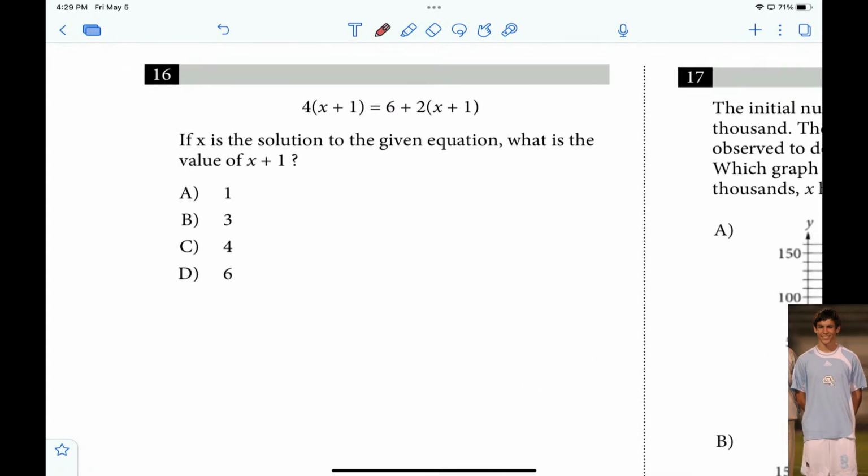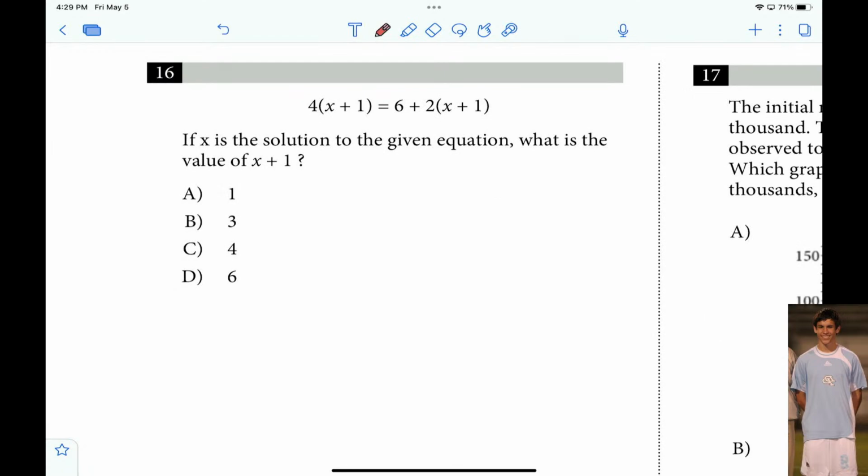So number 16. If x is the solution to the given equation, what is the value of x plus 1? There are two ways that we could do this problem. I'm going to do it the longer way because that is the way that most of us tend to do this question. And that is, we're just going to solve for x. Depending on what calculator you have, if you have the TI Nspire, don't forget you can use nsolve, or if you have the TI Nspire CAS, you could use solve. But if you don't have a calculator that can do that, then we can just do it by hand.